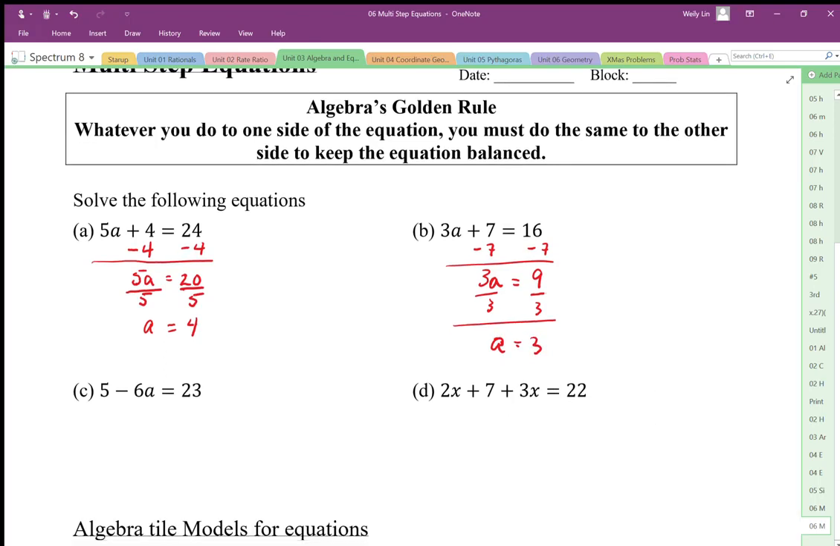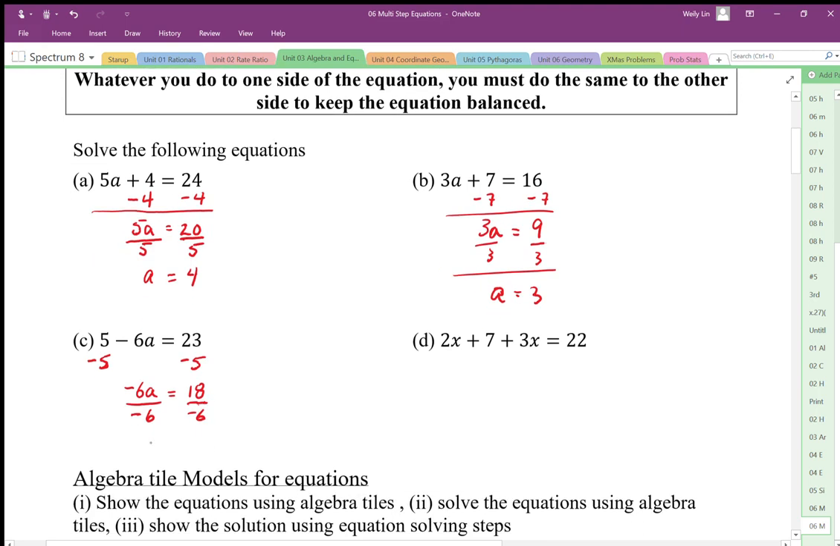Here I'm going to undo the plus 5 with a minus 5. I'm left with, remember this minus goes with the 6, not with the 5. So I end up with negative 6a equals positive 18. I'm going to get rid of that times negative 6 with a divide by negative 6. So my solution then ends up being a is equal to negative 3.